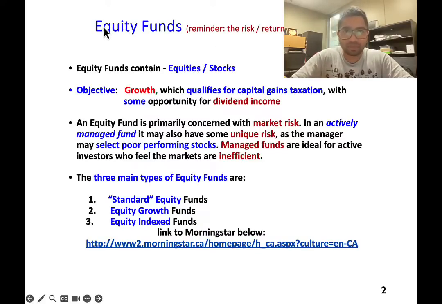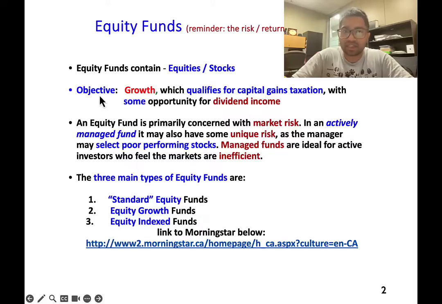First we are going to look at equity funds. We are going to look at the risk return graph, but right now the risk is very high. The expected returns on equity funds are also high. Equity funds contain stocks or equities, so shares of companies are included in them.